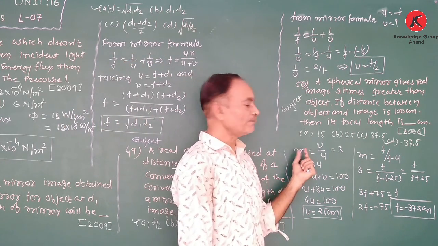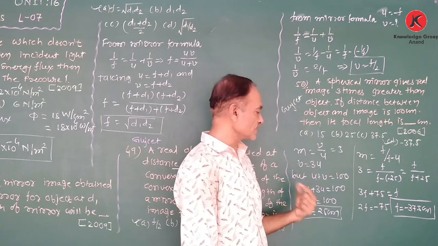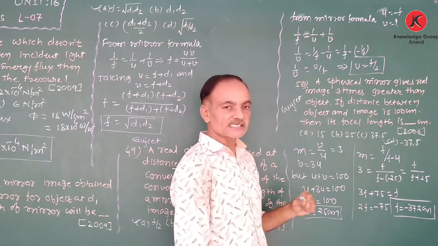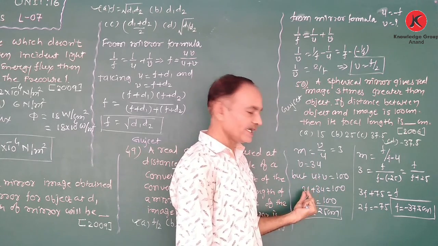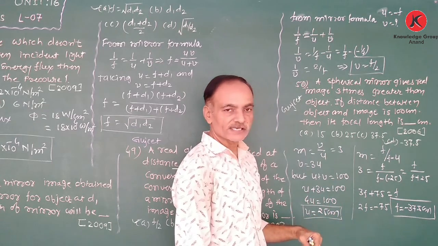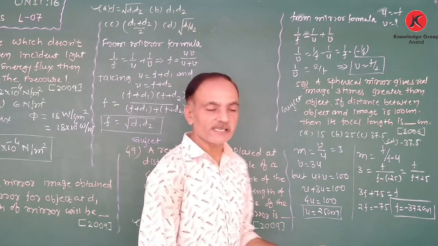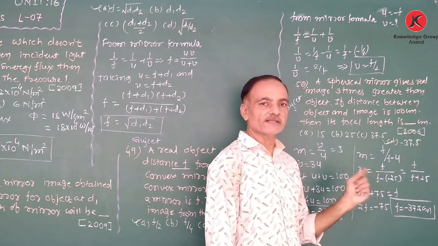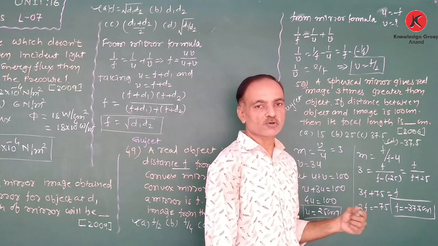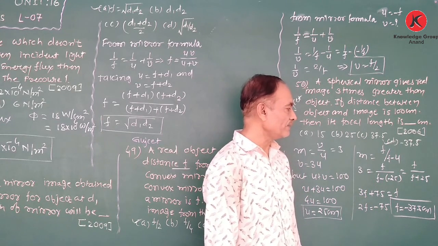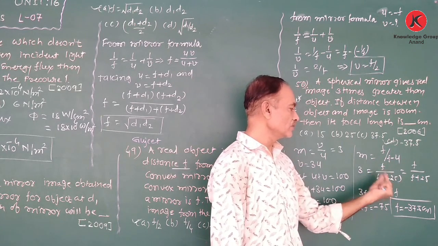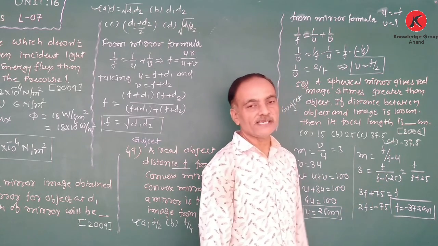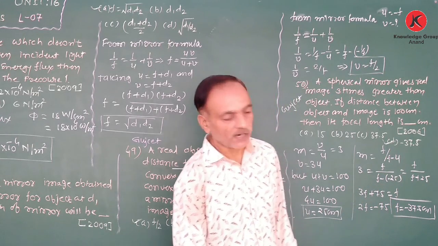So, by using this concept, magnification is equal to V by U is equal to 3. Therefore, V is equal to 3U. Now, the distance between the object and image is 100, therefore U plus V is equal to 100. Therefore, U plus 3U is equal to 100, so we obtain U is equal to 25 centimeters. Now, magnification is known, and we have to find the focal length. U is also obtained. Therefore, M is equal to F upon F minus U. Substitute the value of U: 3 is equal to F upon F plus 25. Therefore, we obtain F is equal to minus 37.5 centimeters.